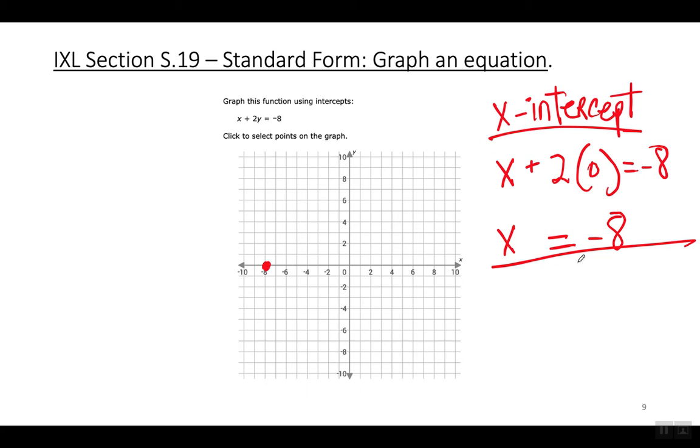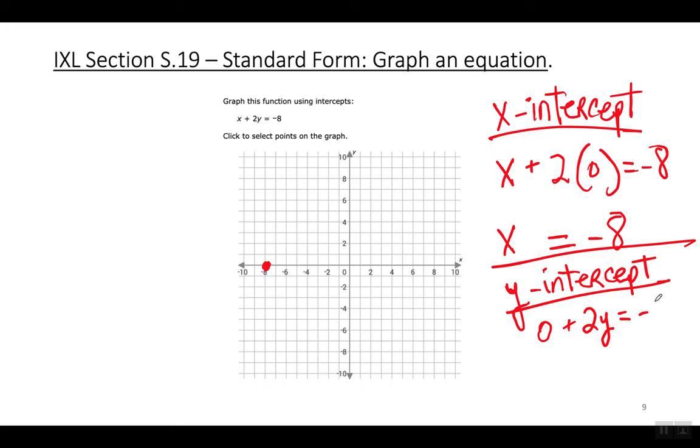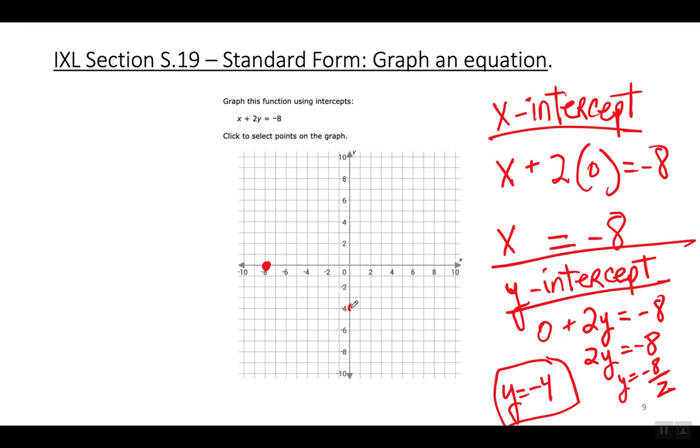And to find the y-intercept, I'm going to make x equal to 0. Okay, so the y-intercept is negative 4. And there's the equation of my line with just those 2 points. All right, with just those 2 points, I can graph the line.